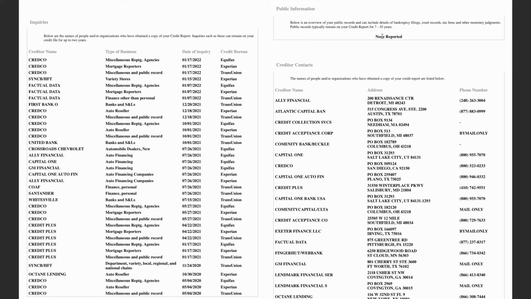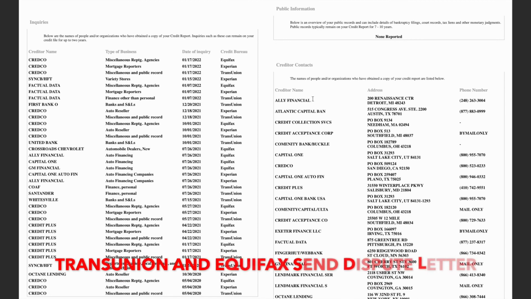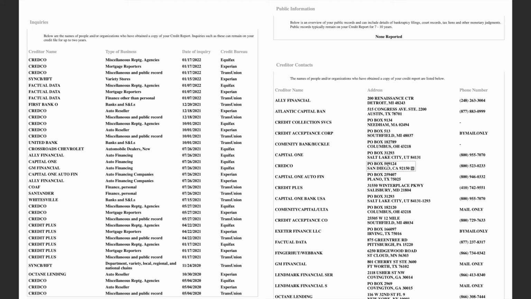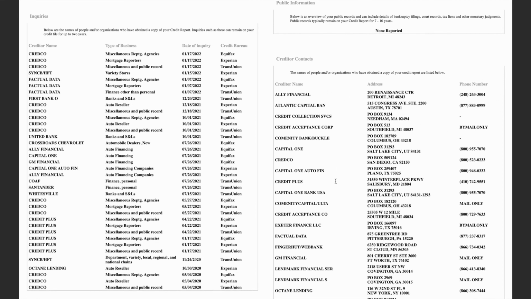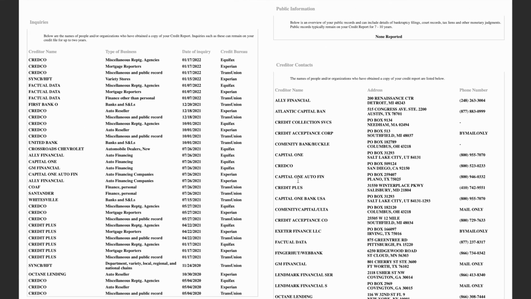All right. So public information, there's none here. Like I said, this is where bankruptcies, court records, tax liens, any type of judgments will show up on your report. Now, this is a great section right here, creditor contacts. Every creditor name that shows up on your report will have their address and their phone number. Now, this is big for, let's say, this person had, which one was it? The collection company right here.